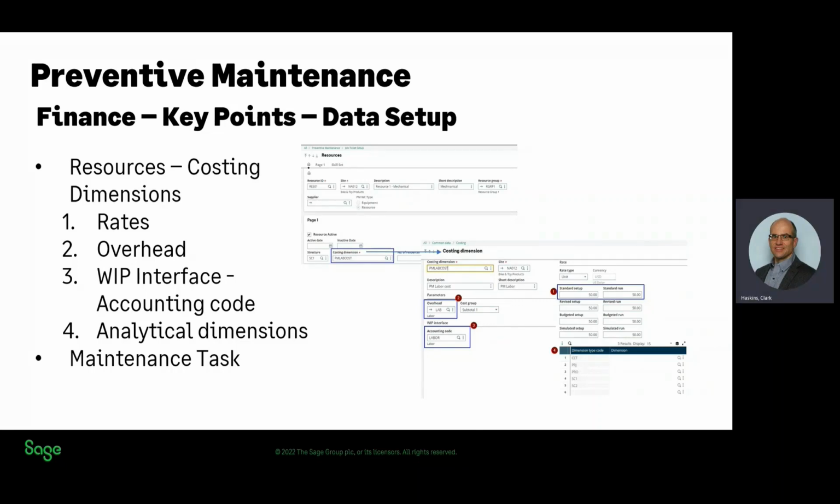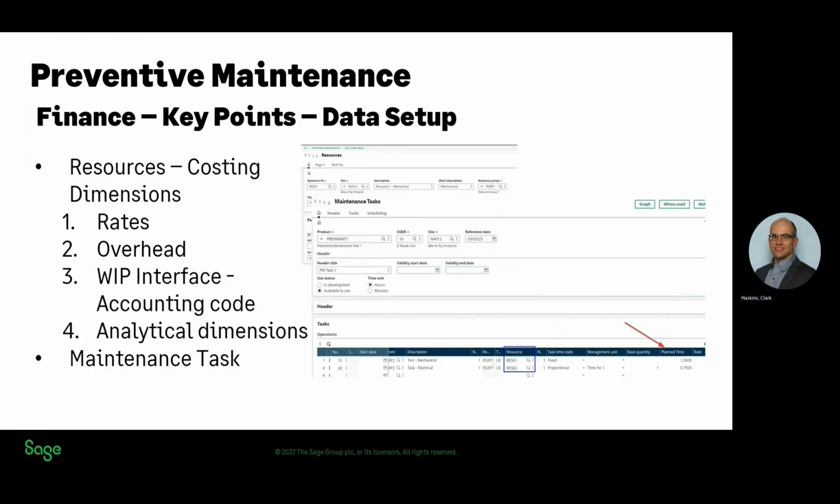Once your resources have been created, the next step is to create your maintenance task. Your maintenance task is similar to a routing in manufacturing, where the equipment represents the machine work center and the resource represents the labor work center. You see here in the highlighted area. Once you've added your equipment and resource, it's then that you enter the planned time for the specific task operation. These values are what are utilized for calculating the standard cost.